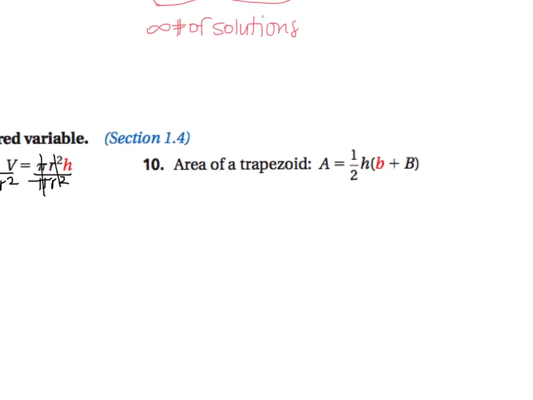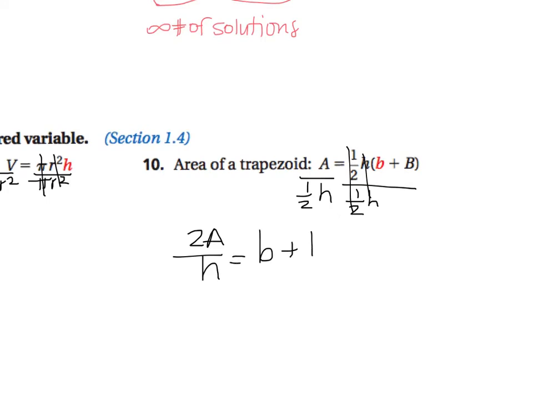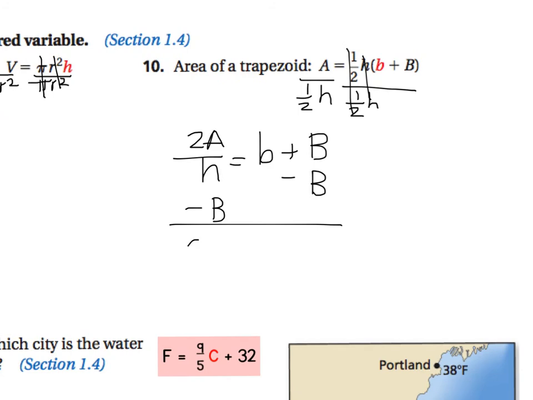Number 10, we've got to get that b by itself. So the first thing that I'm going to do is undo this multiplication by dividing both sides by 1/2 h. Dividing by 1/2 is the same as multiplying by 2, so that leaves us with 2a over h equaling b plus capital B. And then finally I'm going to subtract the b from both sides. So we are left with 2a over h minus b equals B.